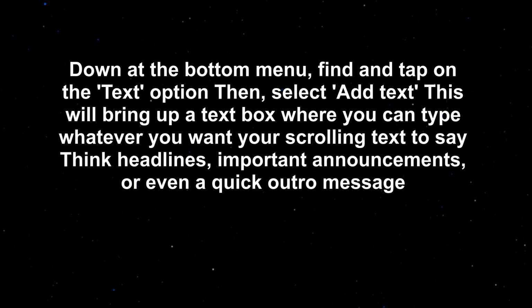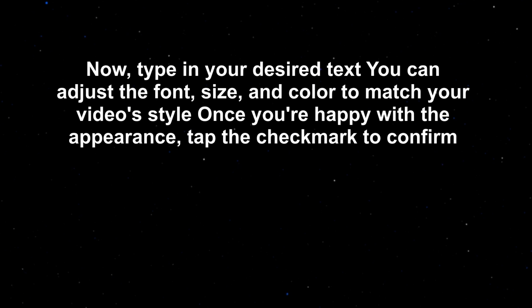Down at the bottom menu, find and tap on the text option, then select Add Text. This will bring up a text box where you can type whatever you want your scrolling text to say. Think headlines, important announcements, or even a quick outro message. Now, after typing your desired text, you can adjust the font, size, and color to match your video's style. Once you're happy with the appearance, tap the check mark to confirm.